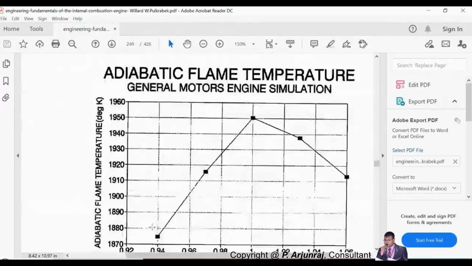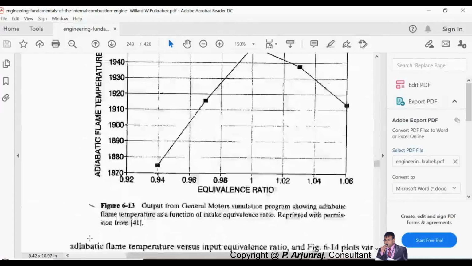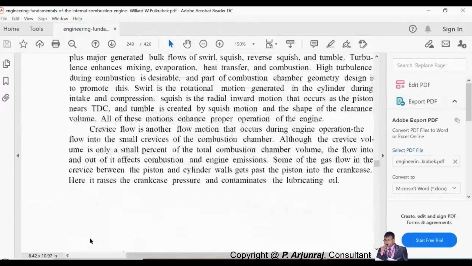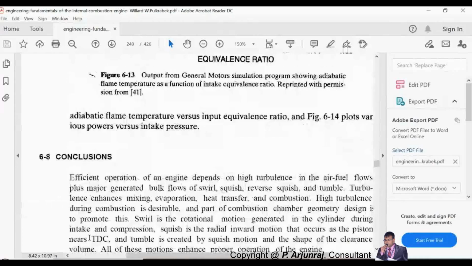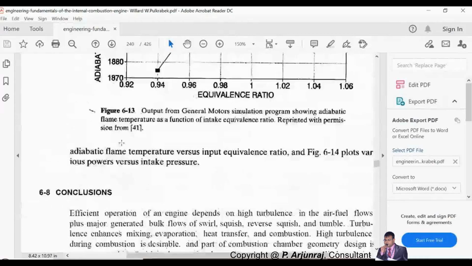And again, you need to consider the adiabatic condition. There is no heat loss you need to consider during the simulation. All these details are given there. You can look into chapter number 6 of the William W. Pulkrabek book. And there is one more book called John B. Heywood. I will explain that.